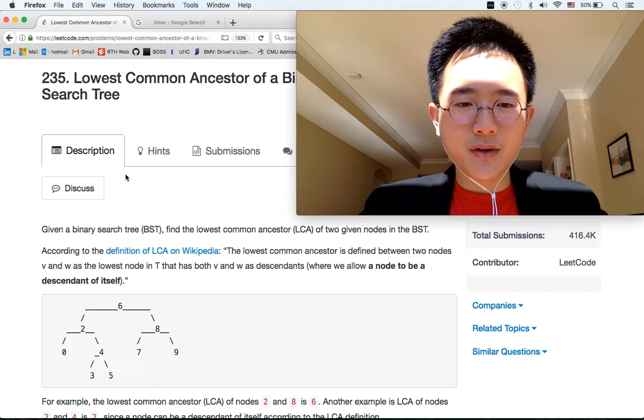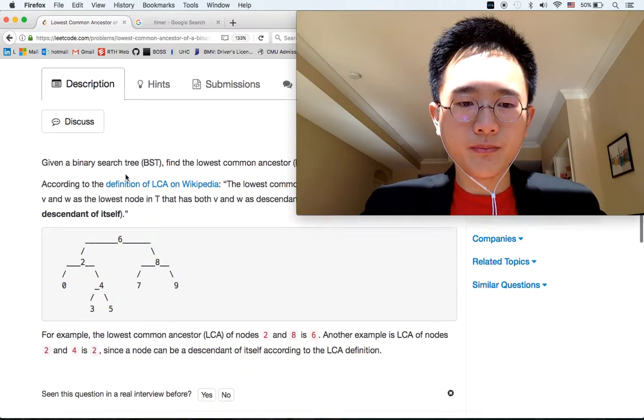According to the definition of LCA on Wikipedia, the lowest common ancestor is defined between two nodes V and W as the lowest node in T that has both V and W as descendants, where we allow a node to be a descendant of itself.